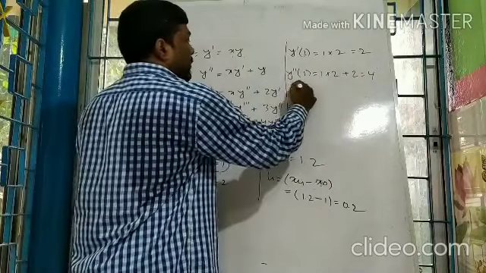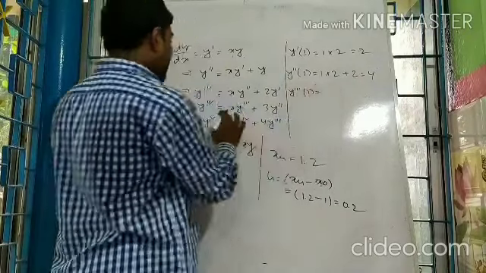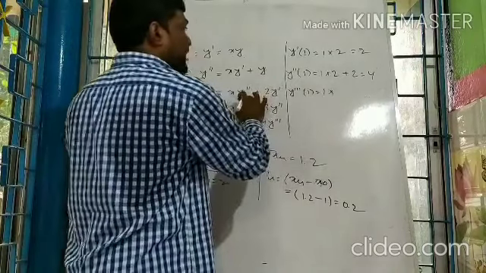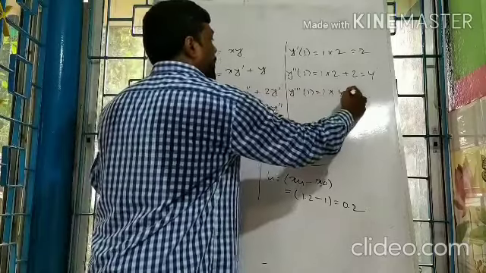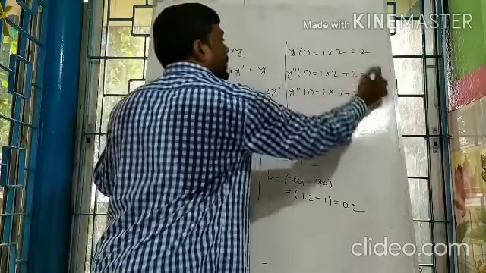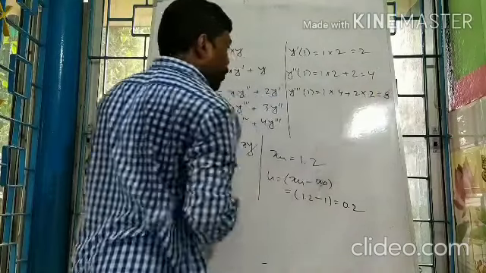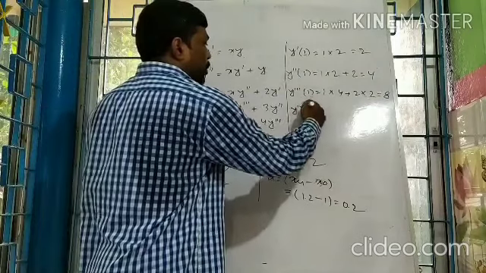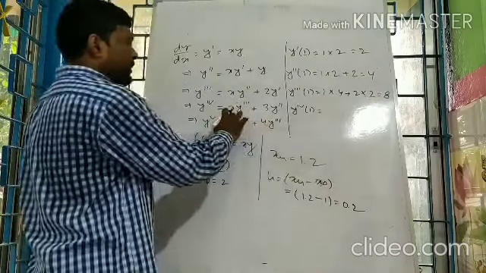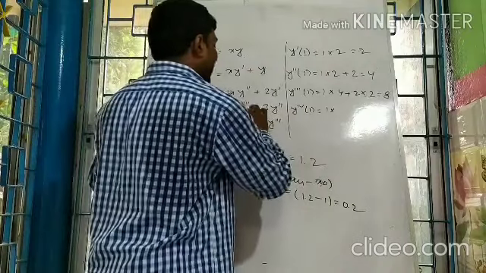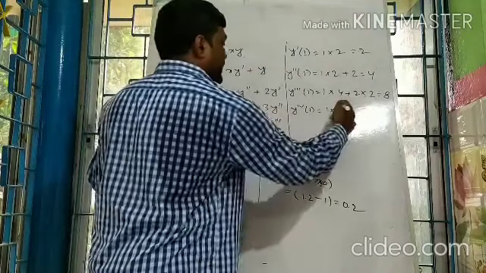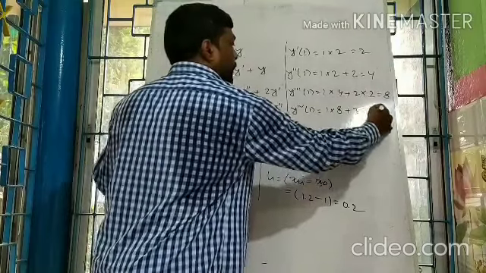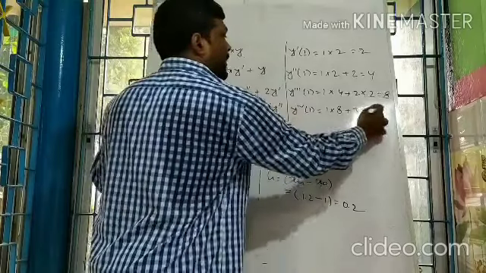Next, y triple dash 1. x0 is 1, and y triple dash x0 is x0 into y double dash x0 plus 2 into y dash x0. y double dash x0 is 4, and y dash x0 is 2. So y triple dash 1 is 8. Next, y4 x0 is 1 into y triple dash x0, that is 8, plus 3 into y double dash x0. y double dash x0 is 4. So it is 12 plus 8, 20.